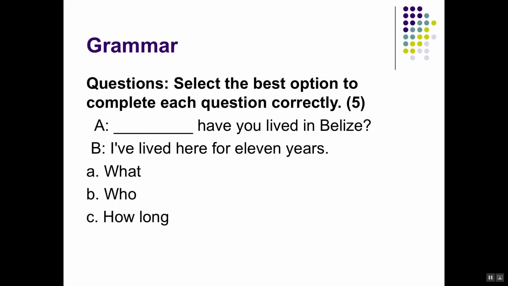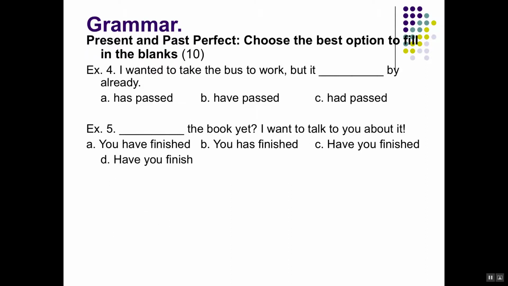The next section of the grammar will have 5 questions where you have to select the best option to complete each question correctly. And this is, in my opinion, very simple because you're just filling in the correct question word. So for example, person A says blank, have you lived in Belize? And person B says, I've lived here for 11 years. Okay, and obviously the answer is how long? Letter C.